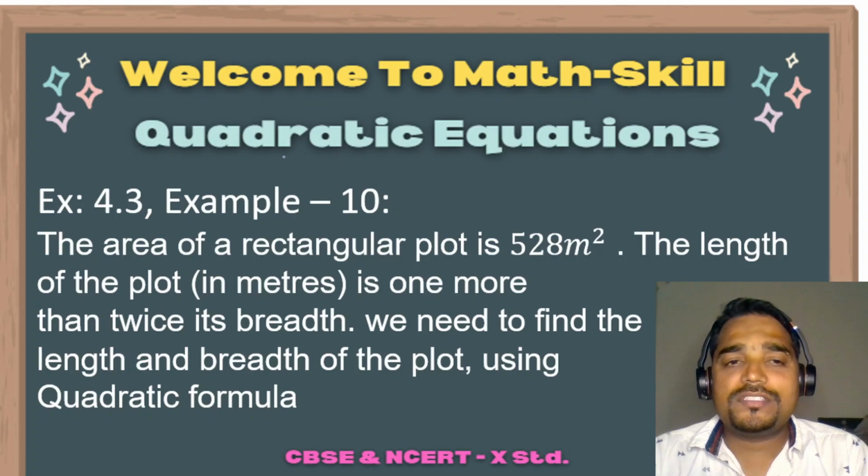Today we are going to discuss the chapter Quadratic Equations. The numerical is: the area of a rectangular plot is 528 meters square. The length of the plot in meters is one more than twice its breadth. We need to find the length and breadth of the plot using the quadratic formula. This is a solved problem for CBSE as well as NCERT in 10th standard.